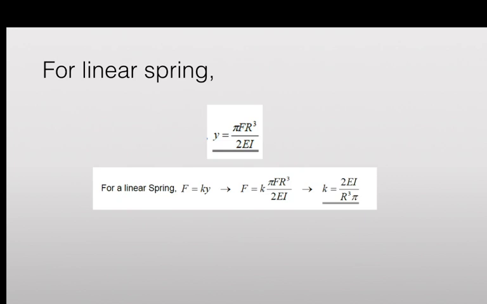So you cancel out, and you get the expression for the stiffness: k equals 2EI divided by R cube into 5.